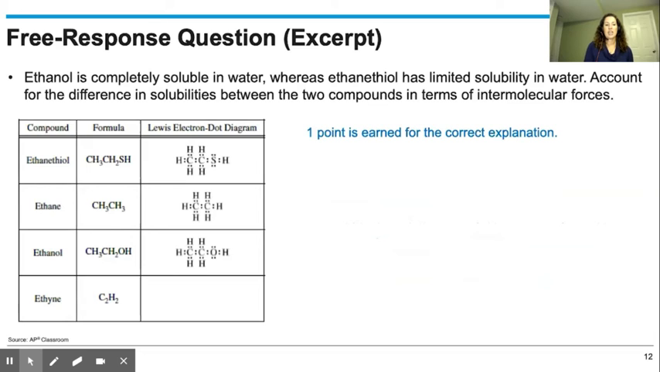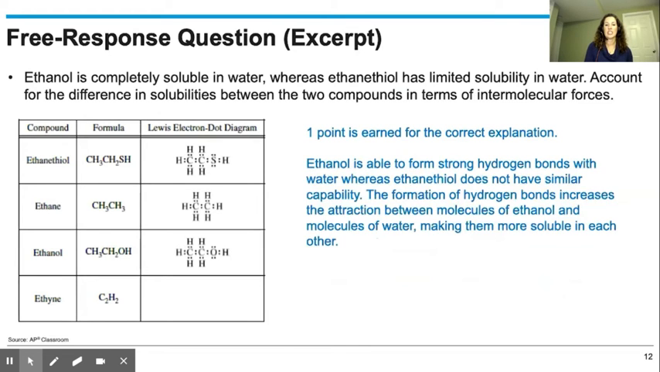My second point is trying to explain those differences between ethanol and ethane-thiol. So in this case, when I'm looking at those two, the difference I notice is that I have a sulfur in one and I have an oxygen in the other one. So ethanol is able to form those strong hydrogen bond interactions with water, whereas ethane-thiol does not have that similar capability. The formation of those hydrogen bonds is going to increase the attraction between molecules of ethanol and molecules of water, making them more soluble in each other. So even though you've got some dipole-dipole forces going on there in ethane-thiol, it's not going to be as strong of a force as the ethanol hydrogen bond interactions that can form with the water.